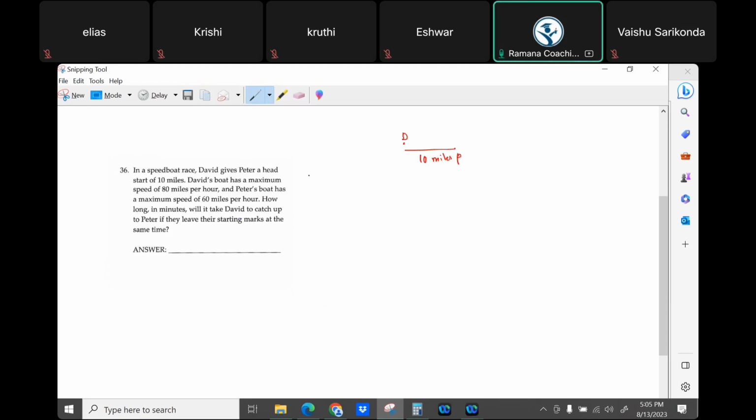David's boat has a maximum speed of how much? 80 miles per hour. And Peter's boat has a maximum speed of? No wonder he has a head start. Otherwise, from the very first minute, David will be the winner, right? Yeah. Otherwise, there's not even a competition to begin with.